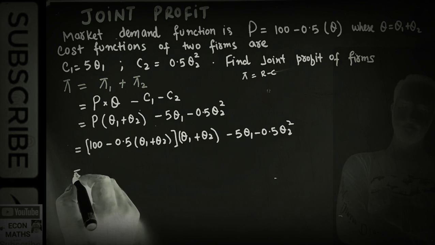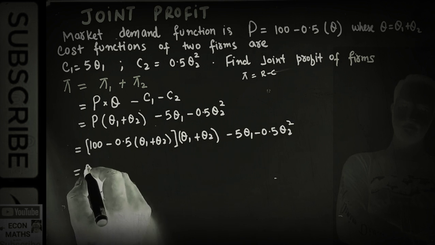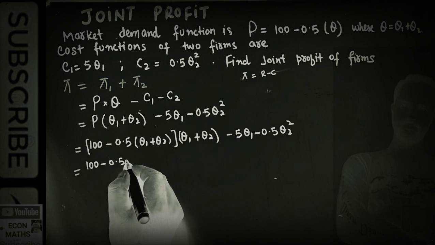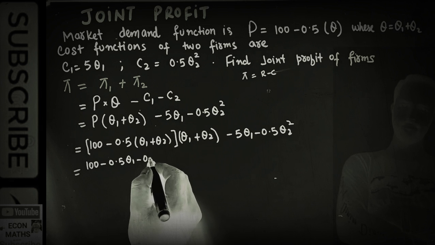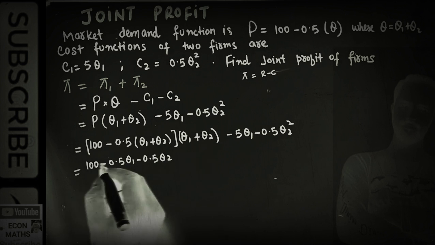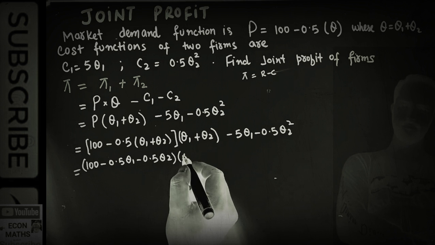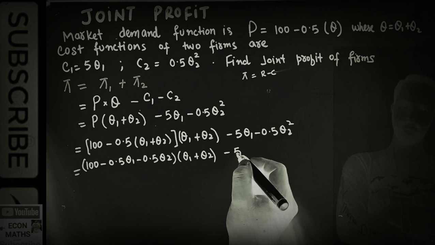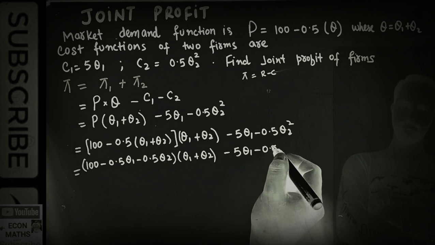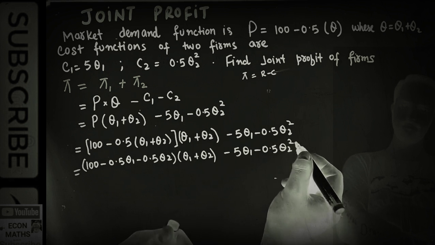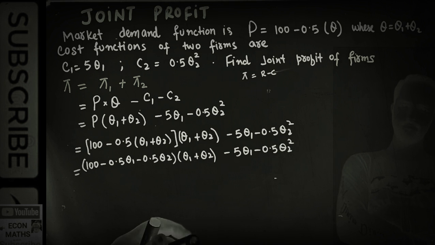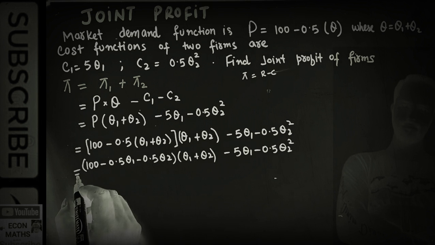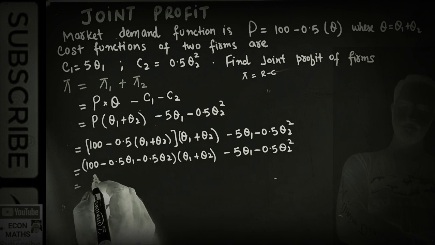Now let's try to solve this. So we have here 100 minus 0.5 Q1 minus 0.5 Q2, and to this we have to multiply Q1 plus Q2. Then we have minus 5 Q1 minus 0.5 Q2 square. I hope I am making sense here. Now we need to multiply these two terms to this expression individually. So I can write it like this.